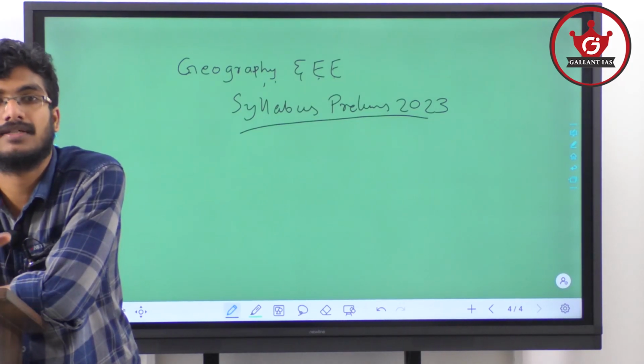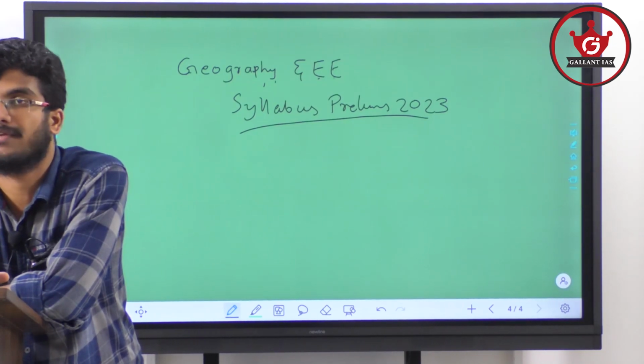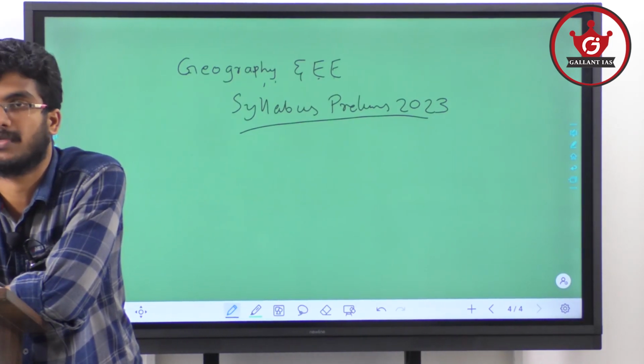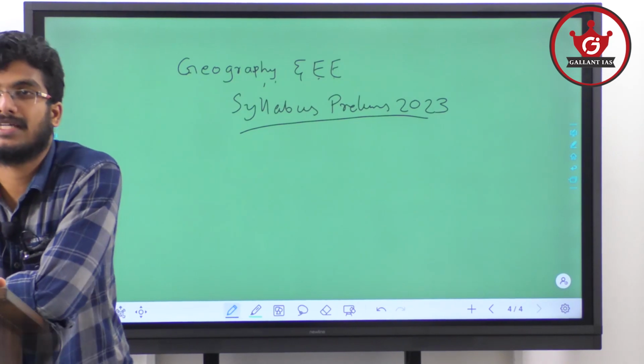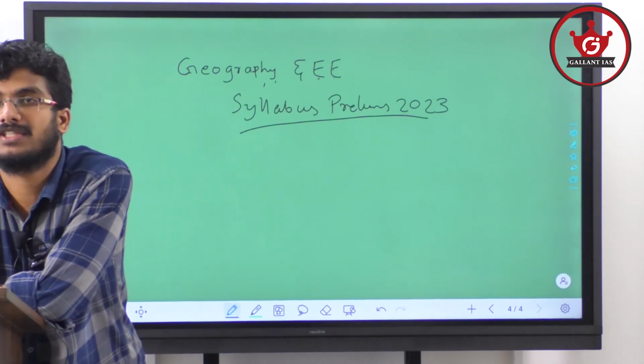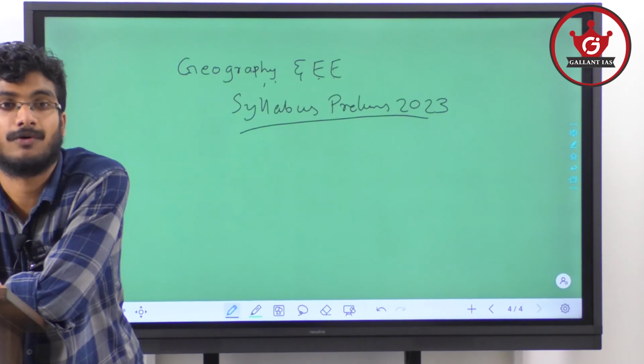So today we will be deconstructing the geography and environment syllabus. First we will do the geography part. So can anyone tell what actually includes geography? How can anyone deconstruct geography?